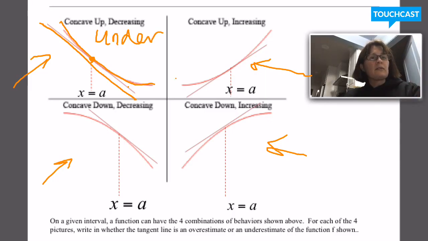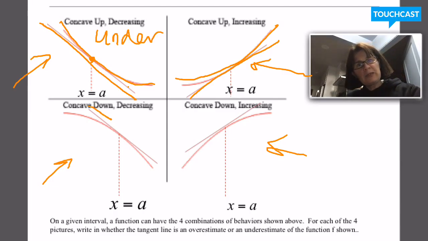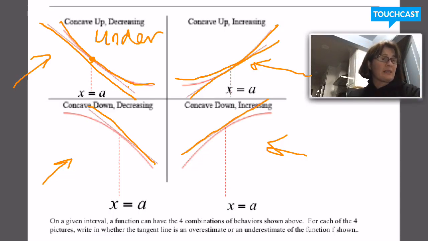Here also, here's my function f. My tangent line lies always under the function. So if I use my tangent line to approximate a value of f, I'm going to have an underestimate. And in these two pictures, the tangent line lies above the curve, meaning that if I use my linearization to approximate a value of f, I'm going to have an overestimate. So under, under, over, over.